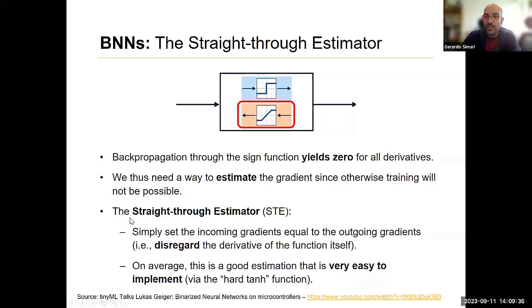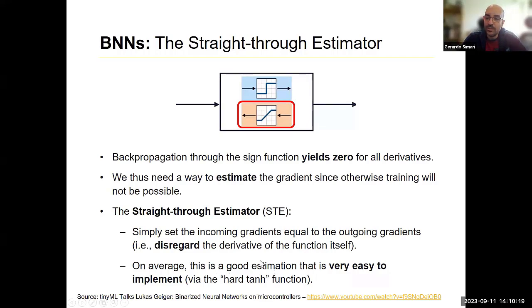So the most basic thing that you can do is called a straight through estimator. It's called an estimator in the sense of statistics, right? Where you're trying to estimate a value that is subject to random events. In this case, a straight through estimator is really simple. All it's doing is simply setting the incoming gradient equal to the outgoing gradient. So you just disregard the derivative of the function. On average, and this is what is interesting, it's a pretty good estimation that is very easy to implement.